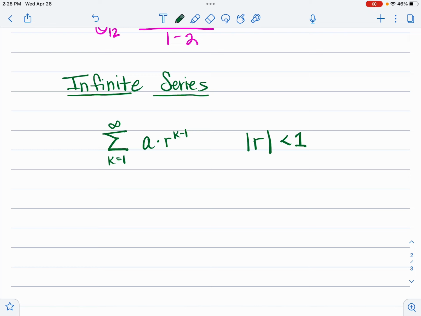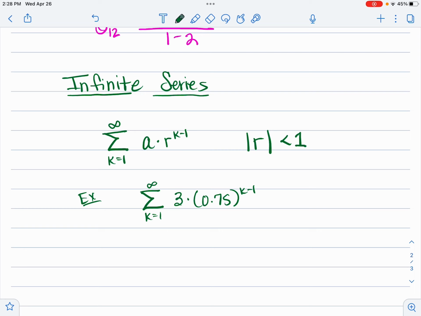So an example, not a good example. Oh, here's a great one. So like if I said, find the sum from 1 to infinity of this geometric sequence that is defined by 3 times 0.75 to the k minus 1 power.